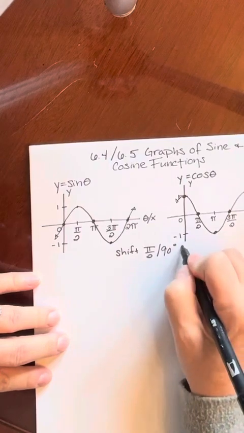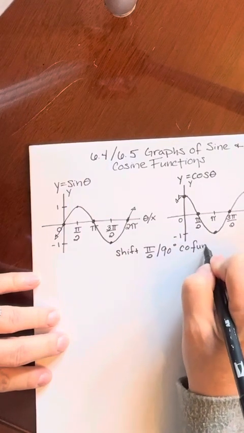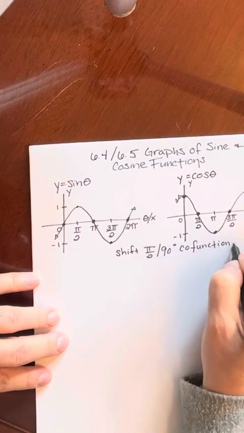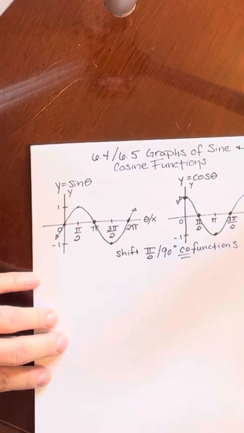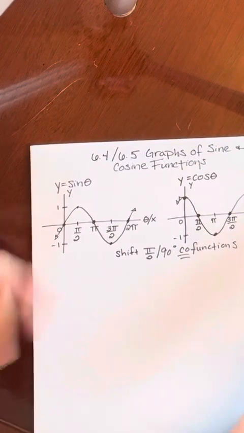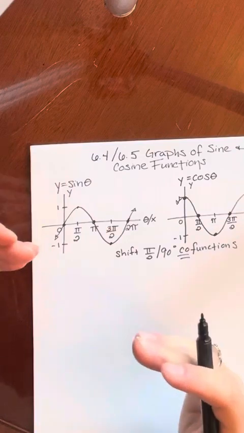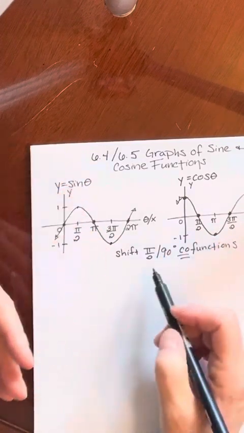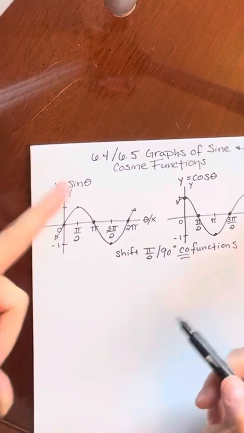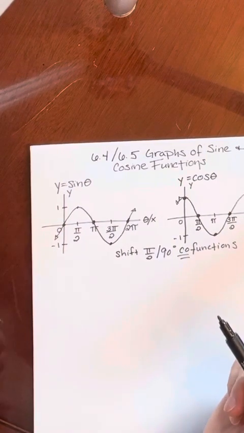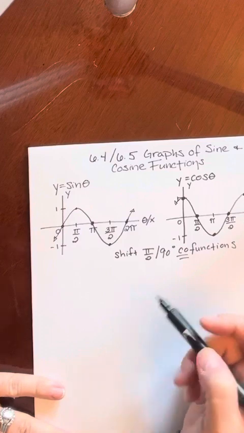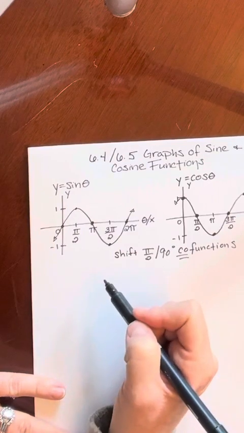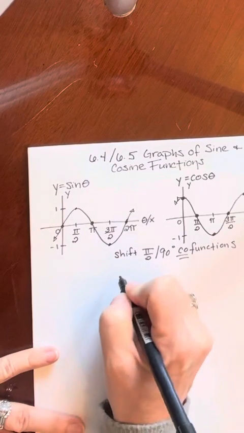That's why they're called co-functions, because they are 90 degrees or pi over 2 radians away from each other. So that's why secant goes with cosecant, because there is a shift of that 90 degrees. So I told you I'd tell you where the co came from. There you go. All right, so we've got the co-functions, and then let's talk about domain and range.